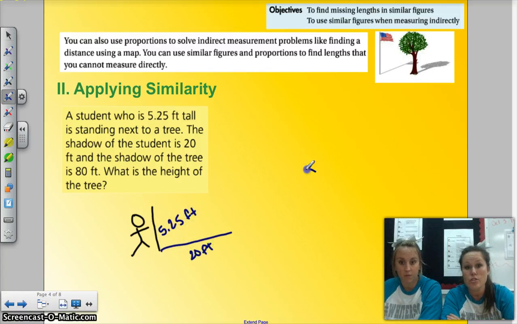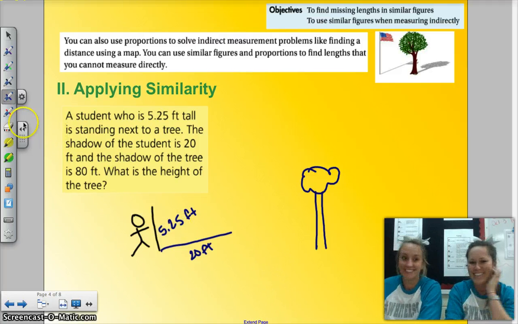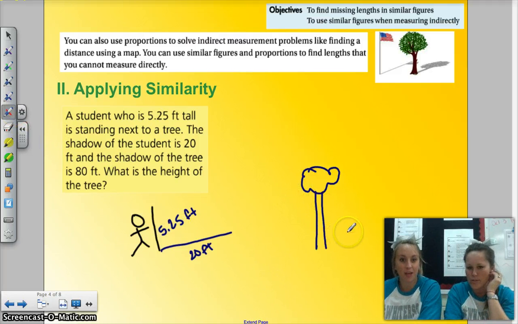Guys, we need to see this picture in your notes, and we're judging on how good your tree looks. It better look that good. Sorry about that. That's an oak or something. I can just tell.